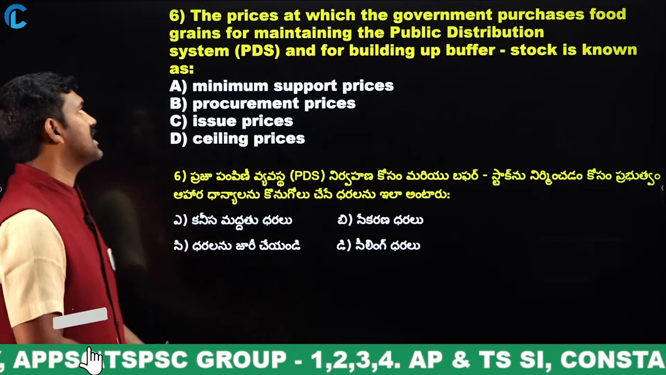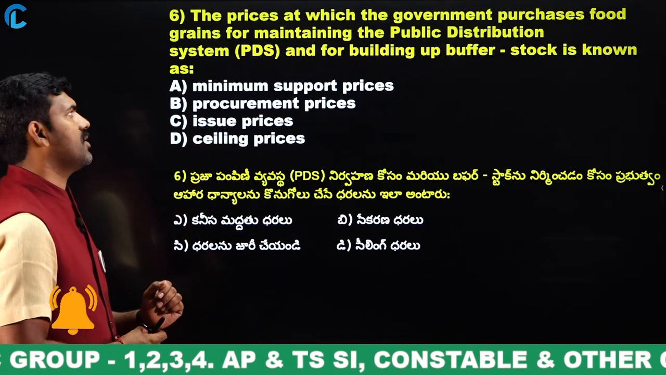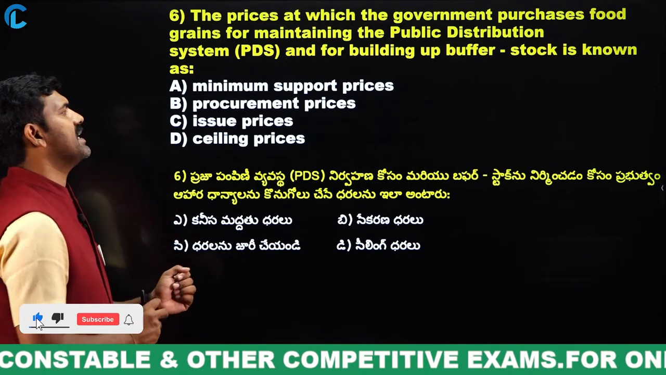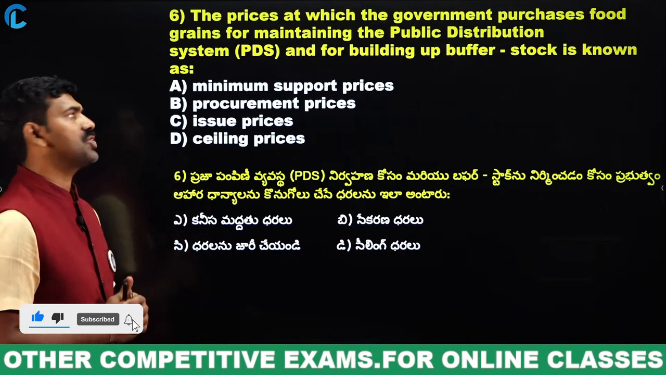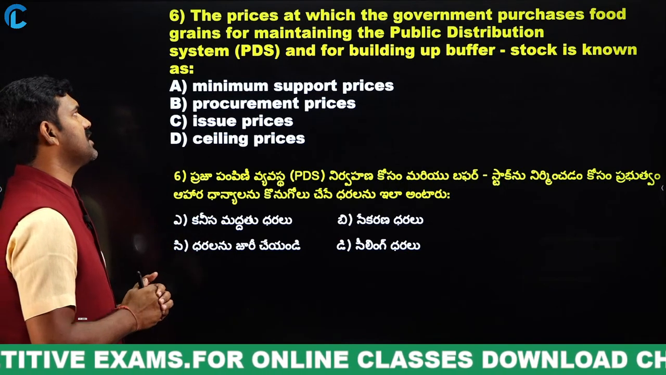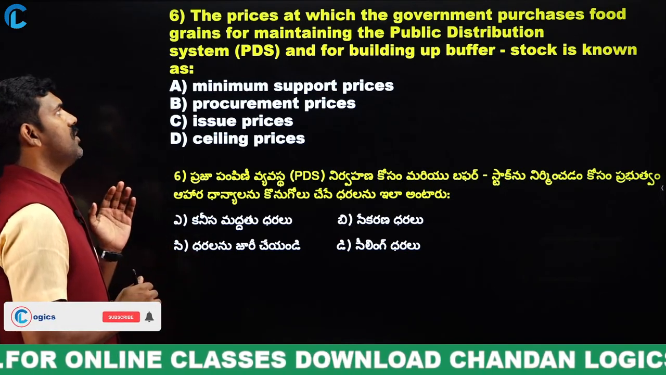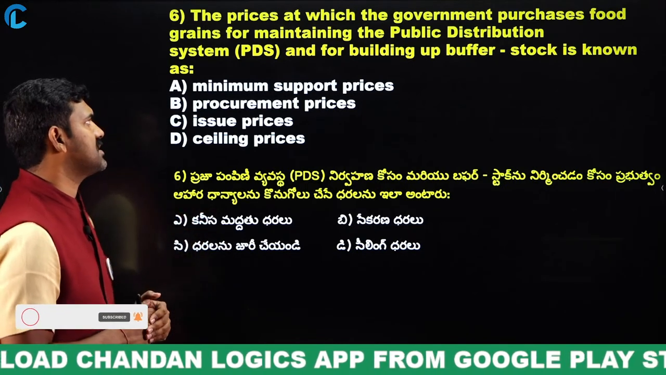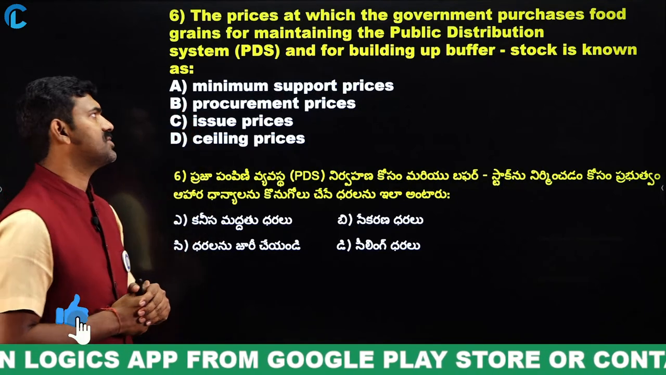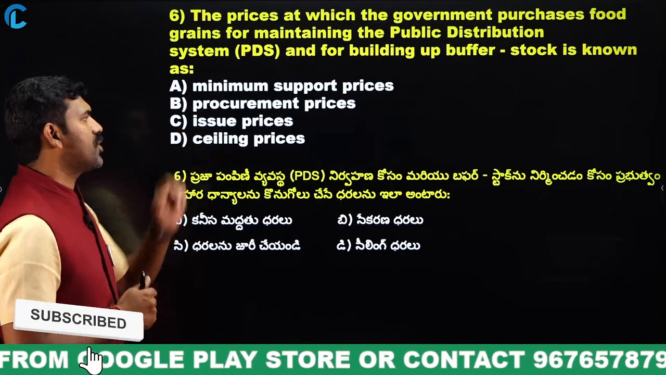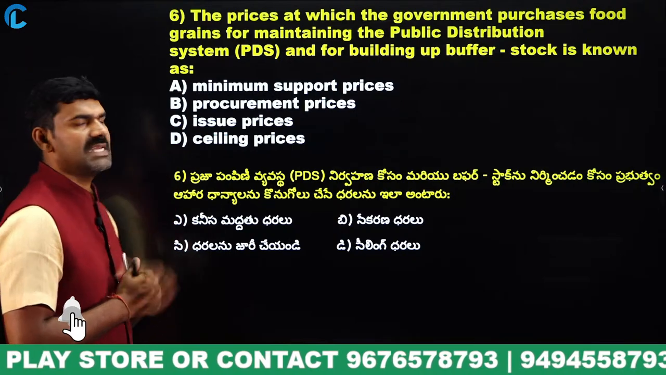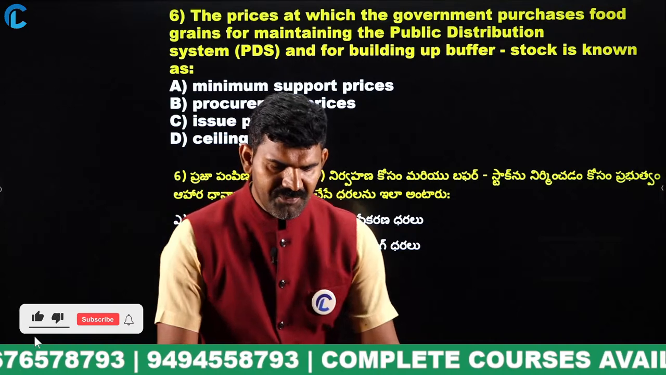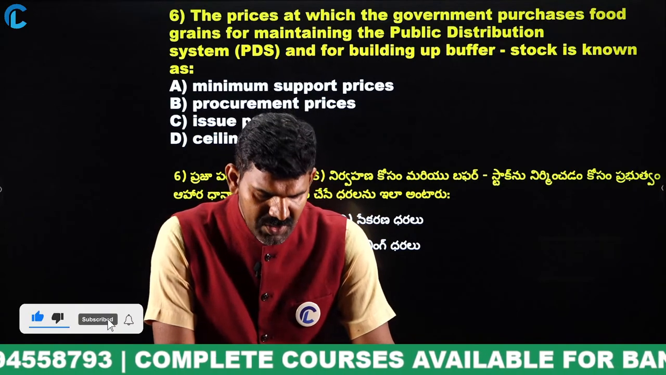Next one, a very, very important concept. The prices at which the government purchases food grains for maintaining the public distribution system, ration shops, and for building a buffer stock is known as: minimum support price, procurement price, issue price, selling price. Come on, all of you should answer the question. Very important question.